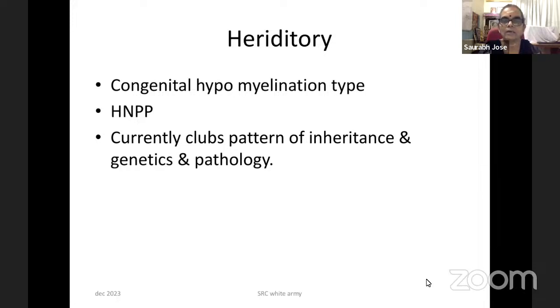Currently, the latest classification clubs pattern of inheritance, genetics, and pathology. So you can have autosomal dominant and this particular gene, for example unfolded myelin. That becomes the newer classification: autosomal dominant, recessive, X-linked; what is the gene locus; what is the pathology. All three parameters are clubbed together, and that is the way diagnosis is classified recently. But at the bedside, we still hold on to the old classification.